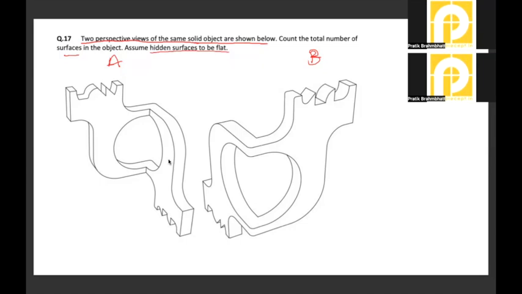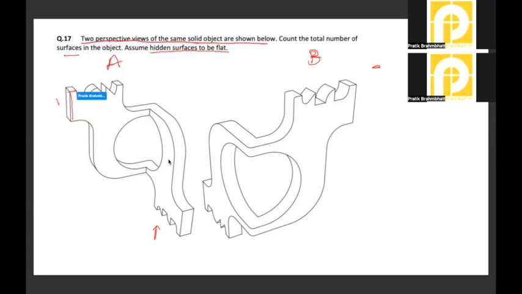So in this case, let's count it. We'll start with view A first. I'll try to count the surfaces that are on one side and then I will move to view B. Why? Because at least in view B you are shown the other side. So this part of the bottom is shown here in view B. Okay, so we'll count it now.